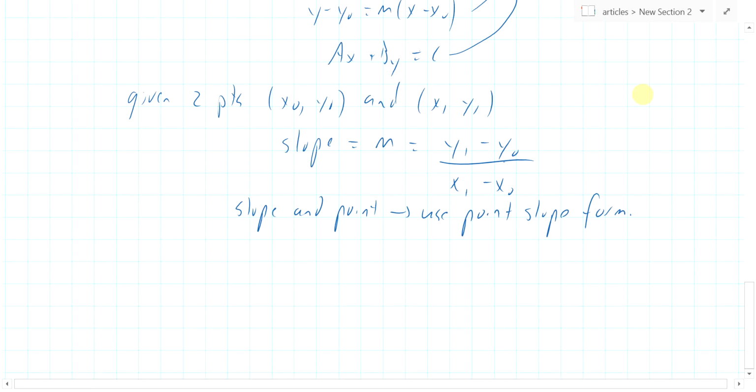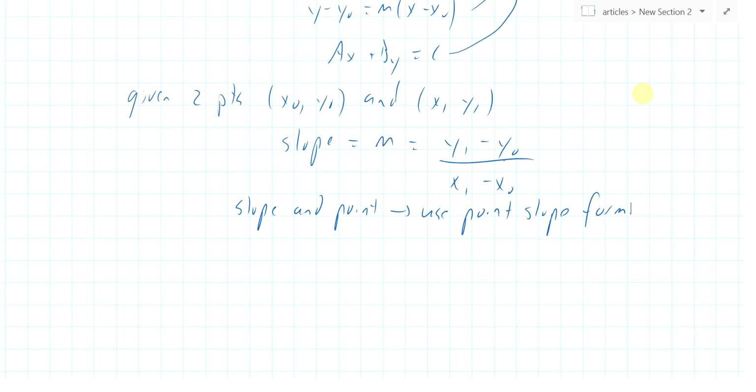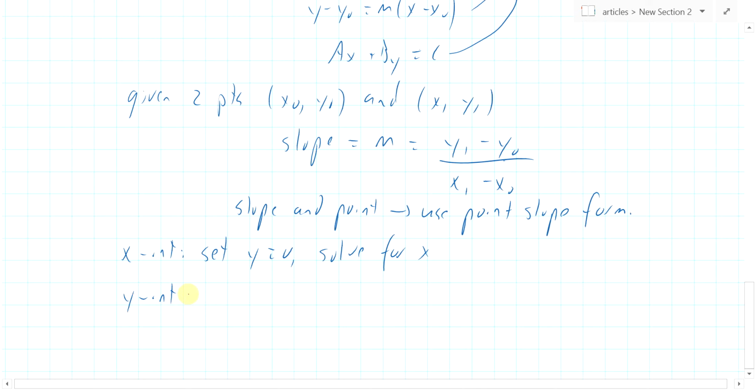Right. What else do we need to know about lines? X-intercept, set y equal to 0, solve for x. And the y-intercept, set x equal to 0, solve for y. That's particularly useful finding the x-intercepts and y-intercepts if you have the standard form.